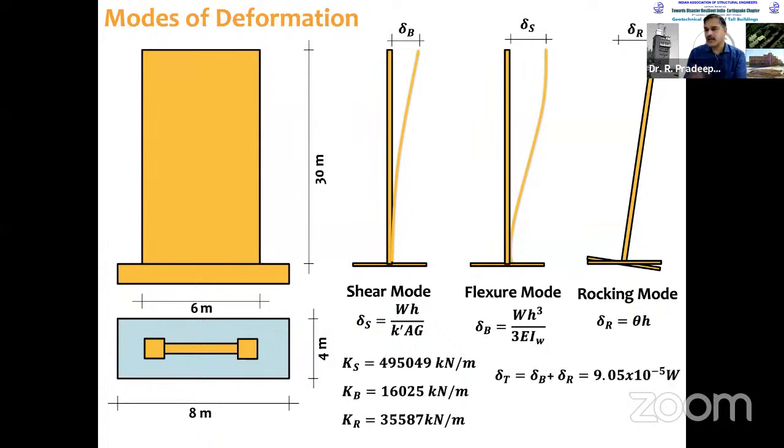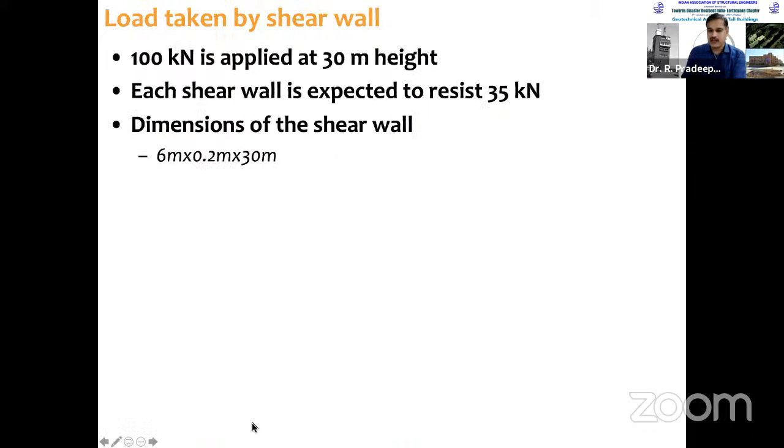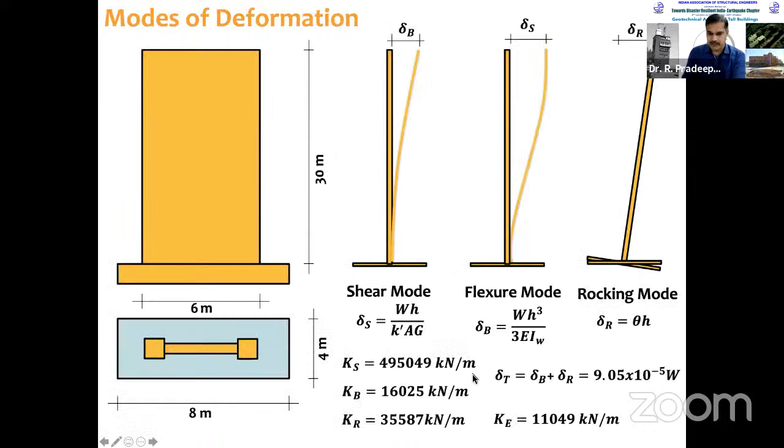If I add up, then I get the total deformation. From that total deformation, I compute the stiffness offered by the shear wall. Earlier, the bending deformation 16025 is the one I took into account, but what the wall actually offers is 11. That means I am accounting for 50% more stiffness.